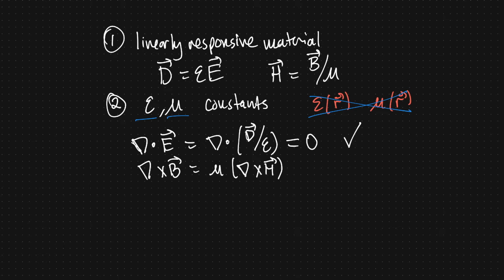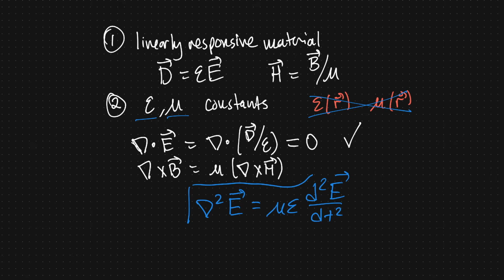But at the end of the day, what we are going to end up with as an equation, for example, for E, will be that the Laplacian of E is going to be equal to mu epsilon times the second time derivative of E. This is the wave equation for E in material. And the only thing that's changed about it is that waves move at a different speed in that material. So let's unpack that just for a moment.